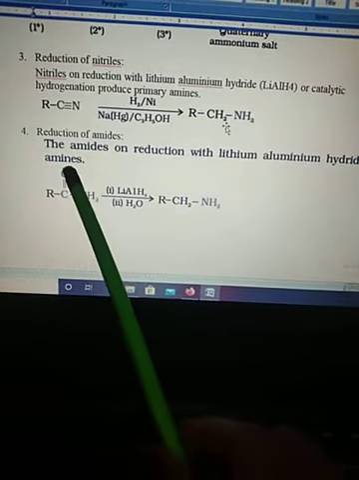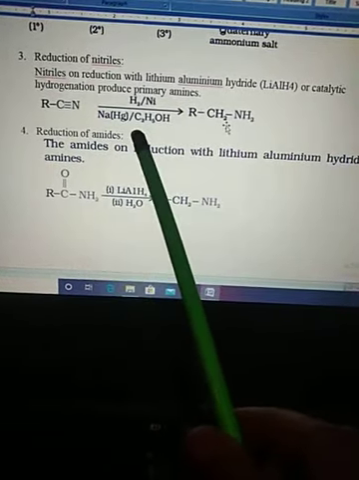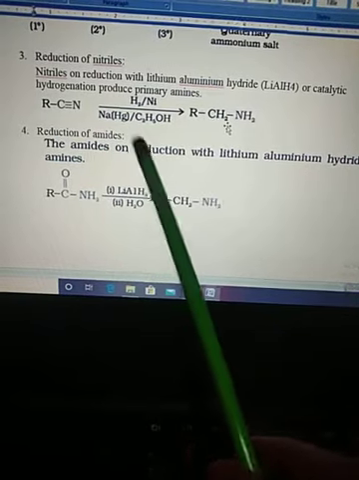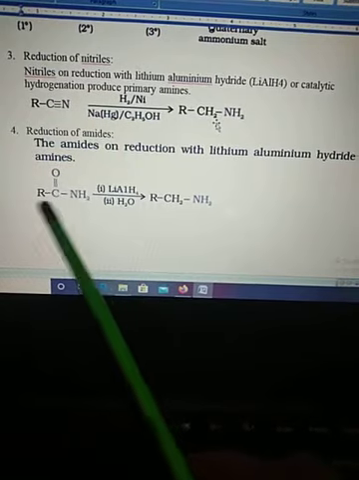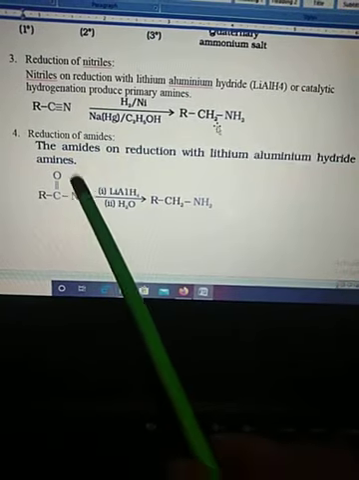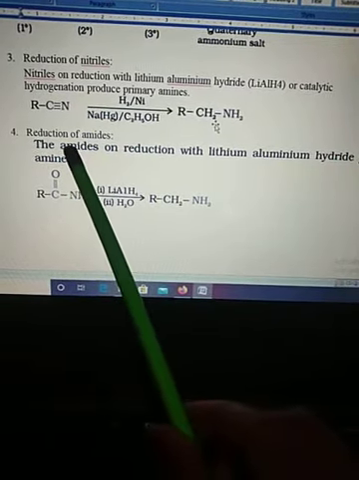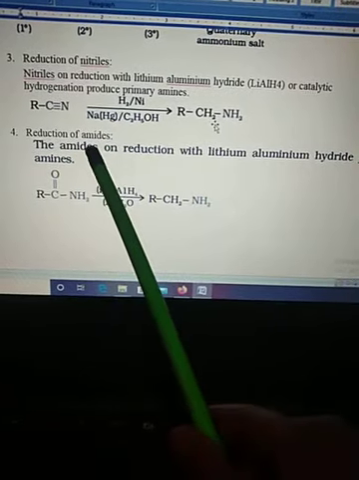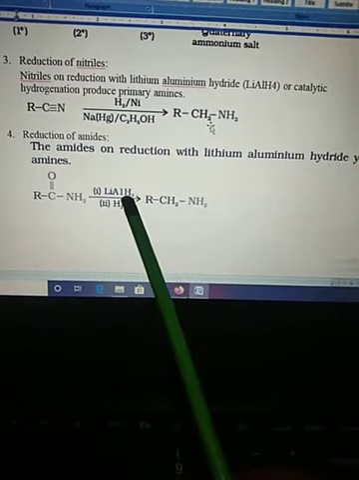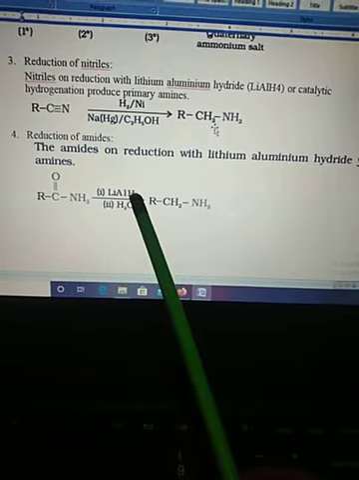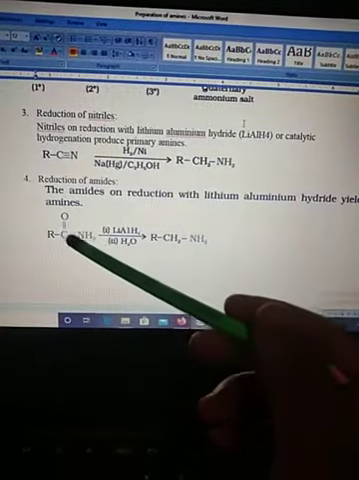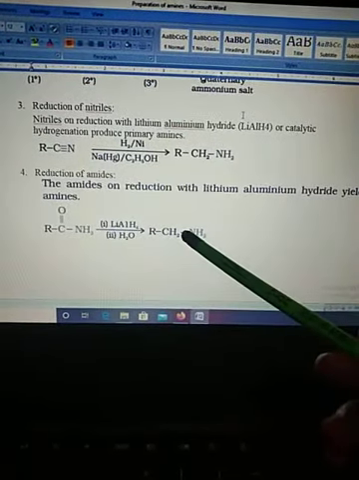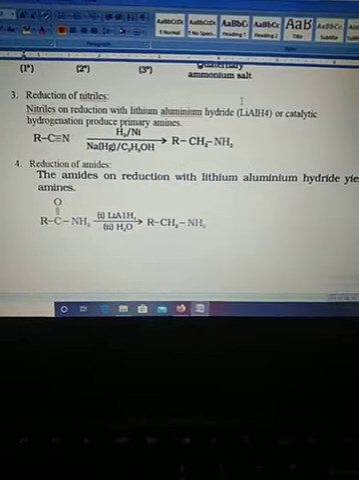Next, number 4, we have reduction of amides. We can also obtain amines by the reduction of an amide compound. Amide means this compound, RCONH2 group. This group we call an amide group. Now on reduction, similarly with lithium aluminum hydride, which is considered a good reducing agent, it will reduce this CO group, this C double bond O group, into CH2 and we will get amines.